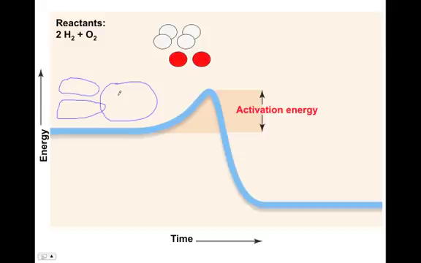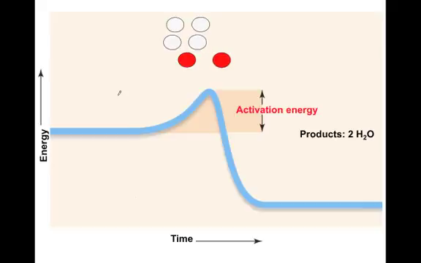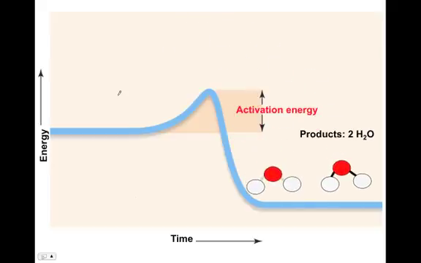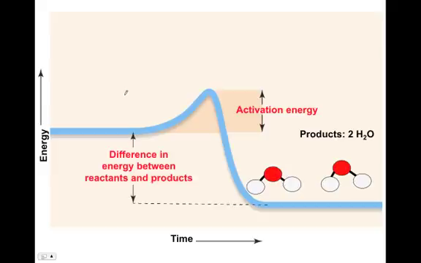So now this is going to allow us to form products in the form of two water molecules. So we have gained some amount of energy, and the energy gain that we have is the difference in the energy, the potential energy that we had in the reactants and the potential energy that we have in the products.